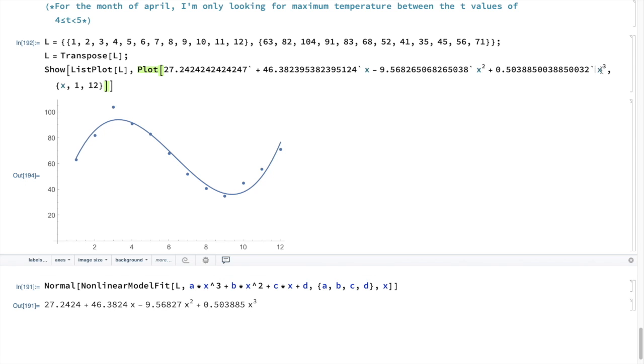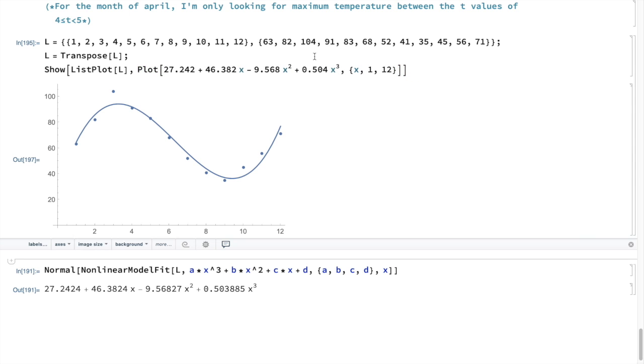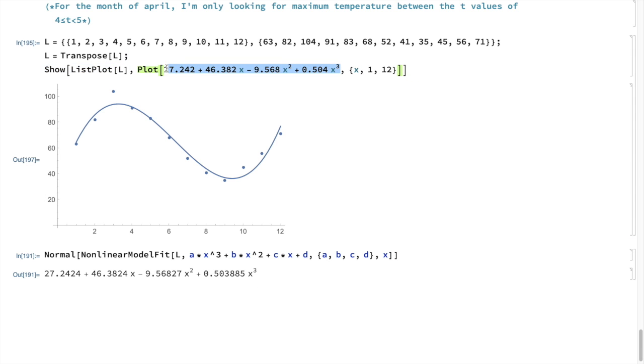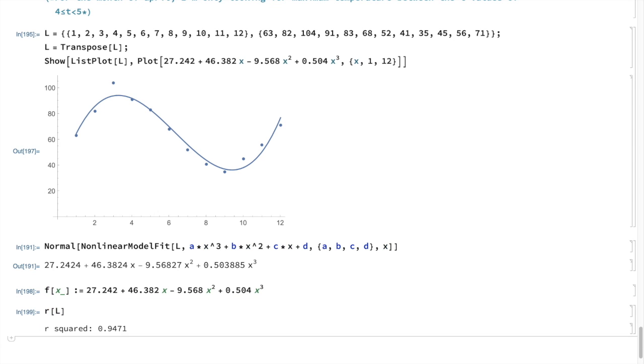Let's see. This has a lot of decimals in it, so why don't we actually reduce this to something more manageable? All right, and of course we want to actually find out what the r squared value is, so why don't we declare our equation here, and let's do r of l. Our r squared value is 0.947, so it's a pretty good fit, honestly.